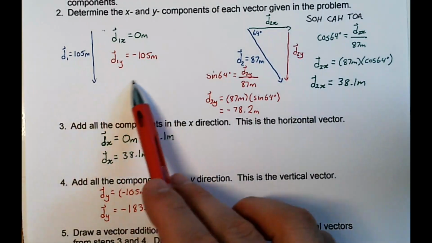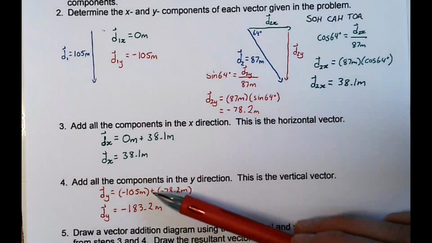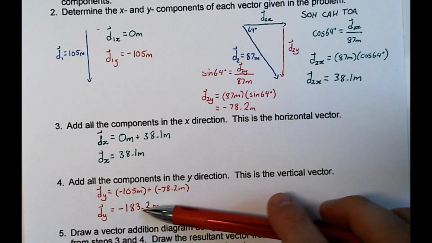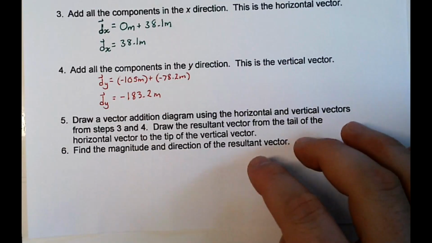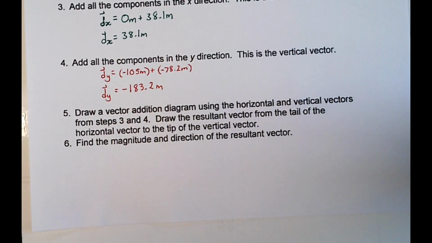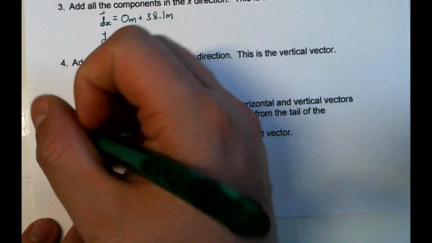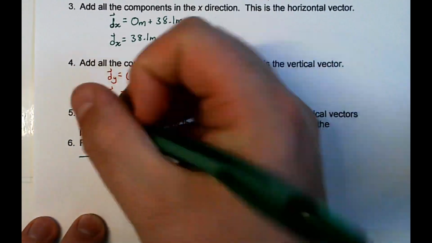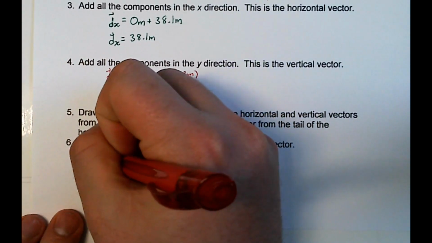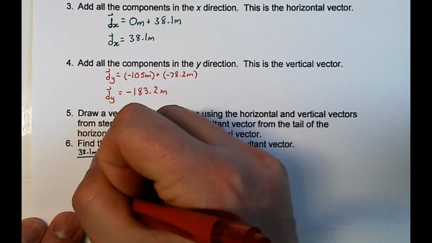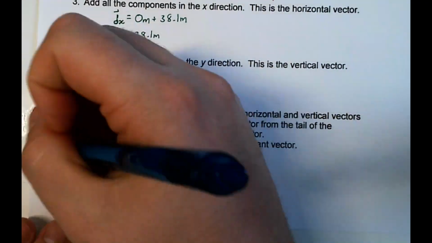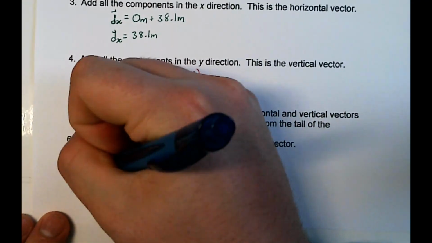So what we did is we took both components and now we're combining them to make just one component. This is our total horizontal distance traveled. This is our total vertical distance traveled. We can take this to determine our total distance traveled by creating a new vector addition diagram. So in this vector addition diagram, our horizontal component, again, is going to be 38.1 meters. Our vertical component is going to be 183.2 meters, and that will allow us to find our total displacement.